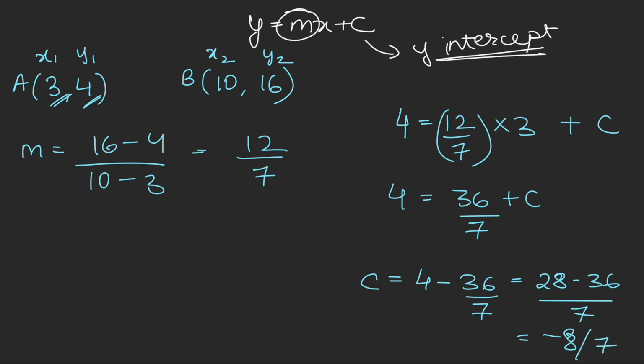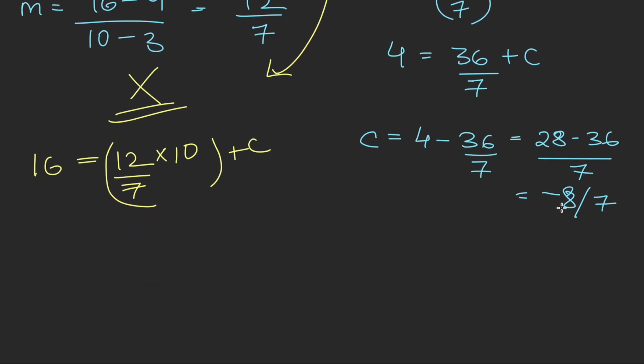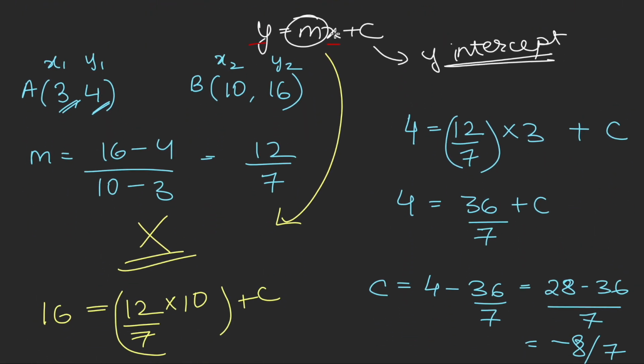Now the one thing that you cannot do here is use the value of x and y from different points, which means that this equation cannot be written as 16 is equal to 12 by 7 into 3. This is wrong. So this has to be 10 plus c. Now if you were to simplify this any further, you would still get the answer as minus 8 by 7. So you can plug in any value of x, y, and you already found m. You can just isolate c to find its value.